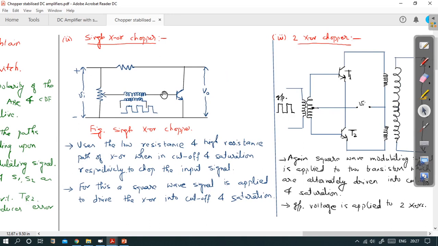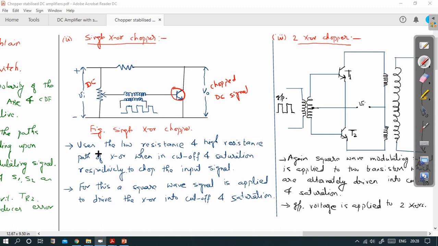The chopper can be made more simple. It can be made with the help of a single transistor, a single transistor chopper, where only one transistor is used here, this one, and this is the input signal, which is actually a DC signal that needs to be chopped. Here at V0 you will get the chopped DC signal. Remember I told you that we need a simple switch. A simple switching mechanism can perform this chopping operation. We just need to cut the signal, nothing else.